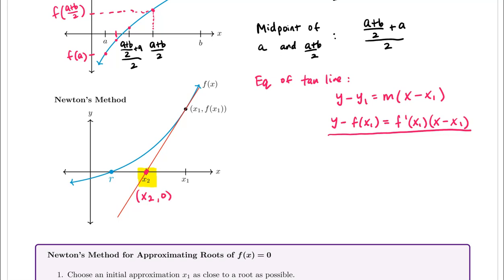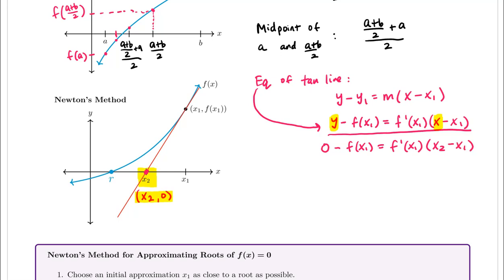So another thing that I can do in my equation of my tangent line is I can plug in some other y and x value that fall on that line, and I'm going to choose this ordered pair right here, x2, 0. So let's go ahead and plug those into that equation. So y is going to be 0, and this is going to stay the same. And then x I'm going to replace with x2.